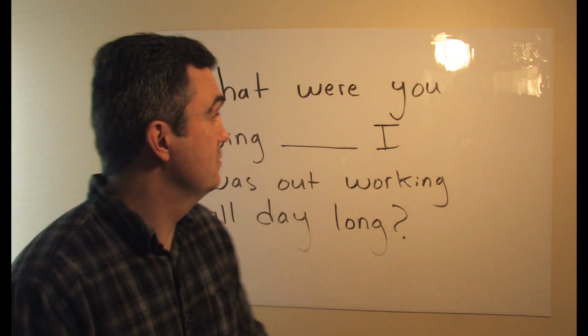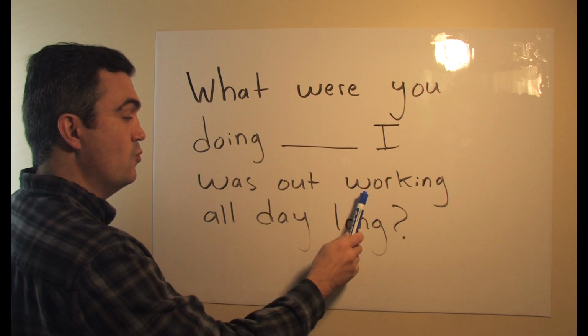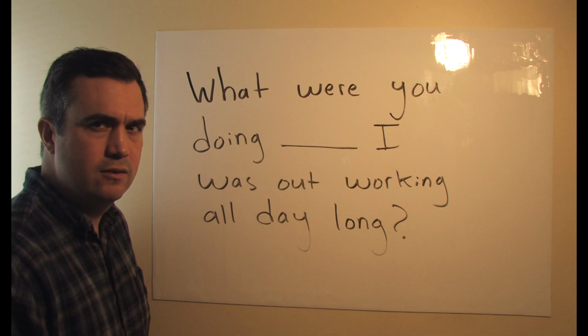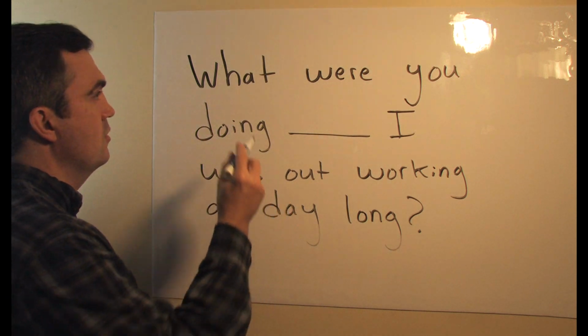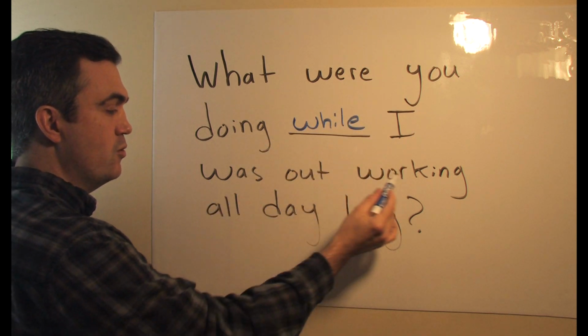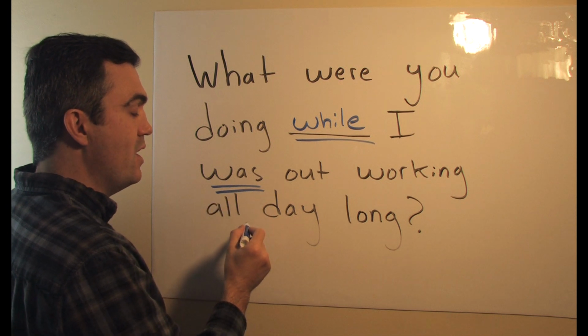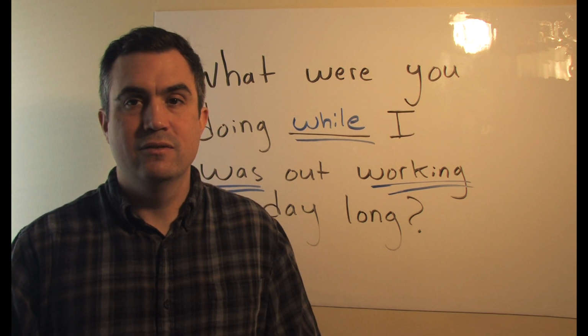Let's try this example. What were you doing? Blank. I was out working all day long. What goes here? Is it when or while? Did you get it? What were you doing while I was out working all day long, right? While, again, introduces a long action, past progressive, was out working, ing, right? Okay, good. Let's try one more.